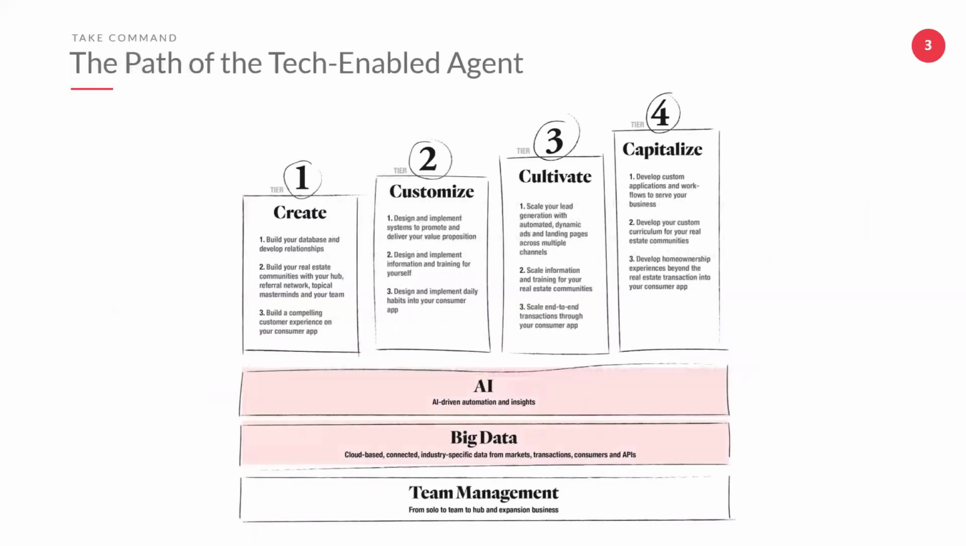So quickly, looking at the path of the tech-enabled agent. This is the curriculum that Keller Williams is building all of their technology training around. There are 4 tiers: create, customize, cultivate, and capitalize. And today, the Lead Accelerator falls into a few different places, but it mainly falls into cultivate. Scale your lead generation with automated dynamic ads and landing pages across multiple channels.